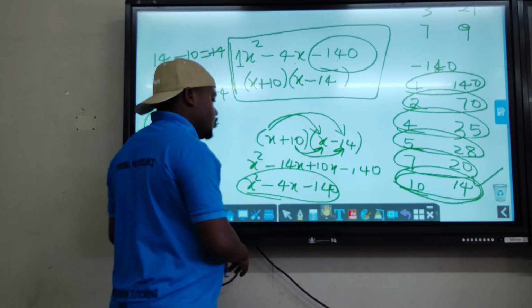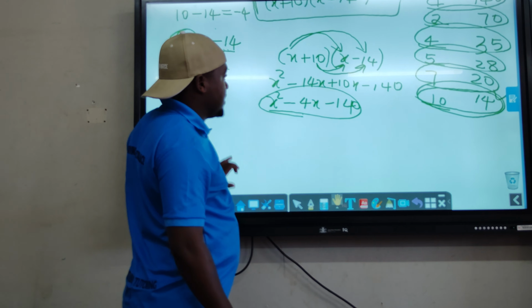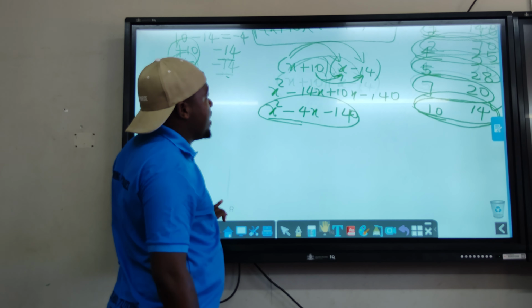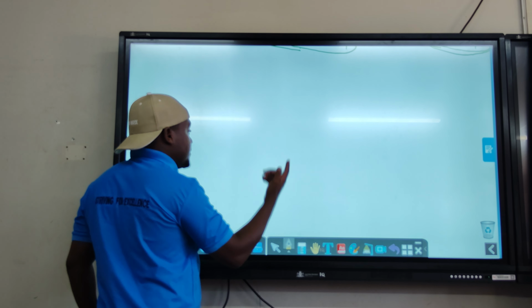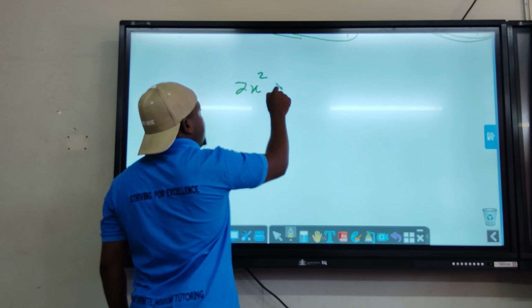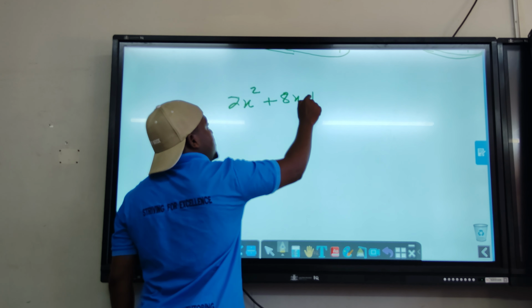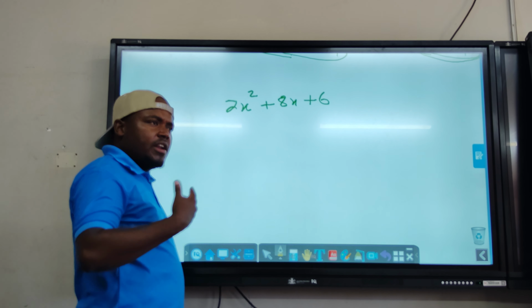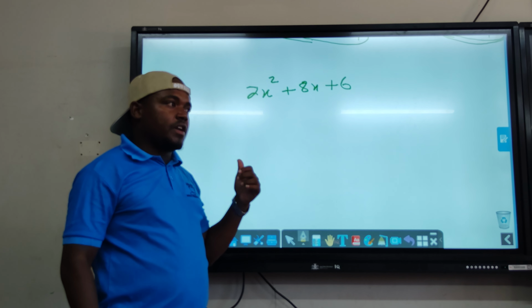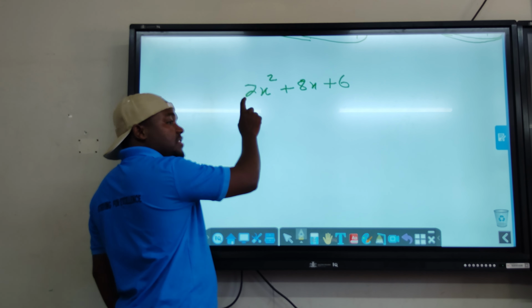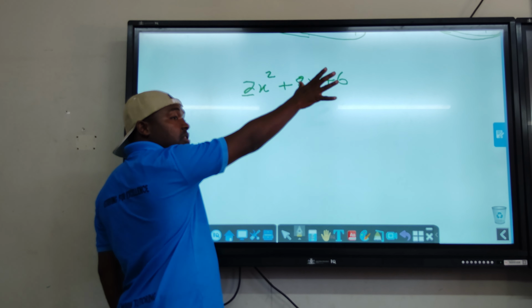Now, the last one to show you, which we did previously, is when you are having something like this. So 2x squared plus 8x plus 6. We have done this previously. I want to just explain it again when we have a certain number other than 1 as the coefficient of x squared. So first thing you do is to take this, you put them in order.